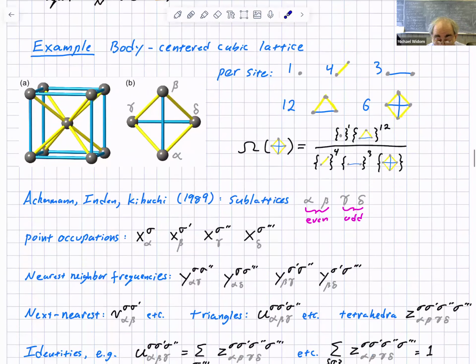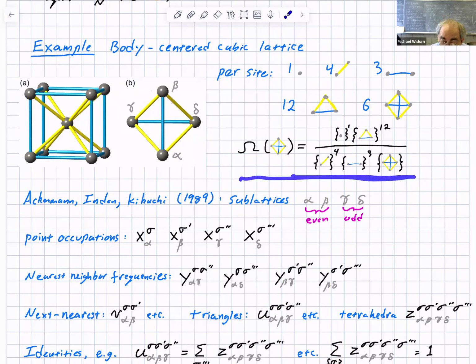We could also do it for a body-centered cubic lattice. So here's a body-centered cubic lattice. And we've already looked at all of these objects. The only new thing is this 4-point cluster, the body-centered cubic irregular tetrahedron.